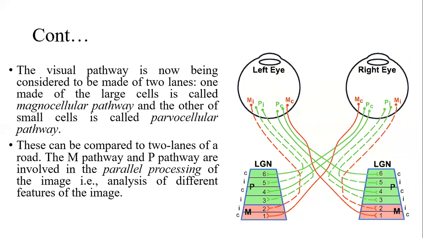Now coming to the visual pathway. You can see clearly in this picture, M and P. P cells are more than M cells; M is lesser. So the visual pathway is now being considered to have two streams. One made of the large cells, called the magnocellular pathway, and another of the small cells, called the parvocellular pathway. M for the magnocellular pathway, layers 1 and 2, and P for the parvocellular pathway, layers 3, 4, 5, 6.